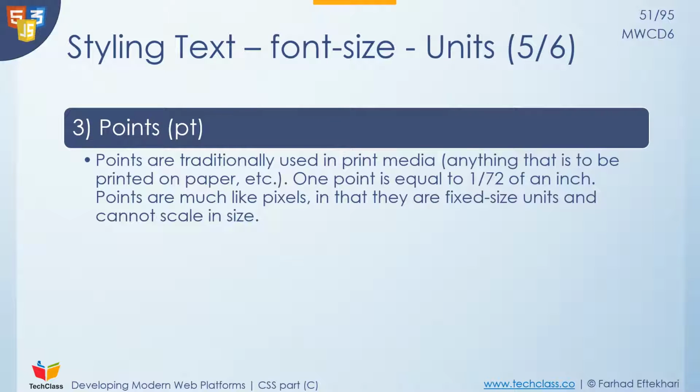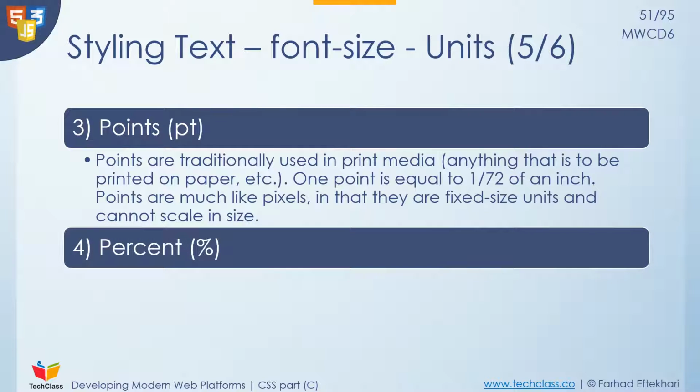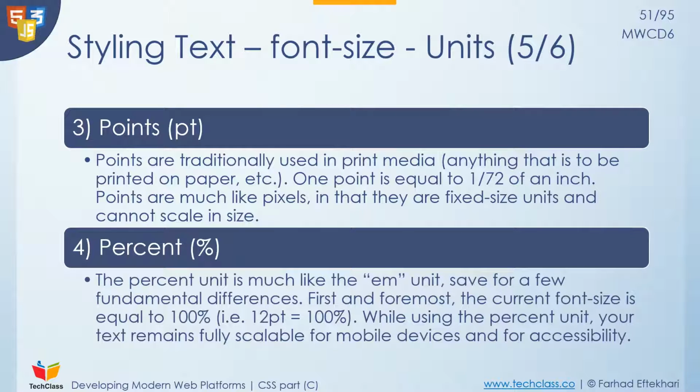Points are traditionally used in print media, anything that is to be printed on paper. 1 point is equal to 1 divided by 72 of an inch. Points are much like pixels in that they are fixed size units and cannot scale in size. And then the last is percent. The percent unit is much like the EM unit, save for a few fundamental differences. First and foremost, the current font size is equal to 100%. While using the percent unit, your text remains fully scalable for mobile devices and for accessibility.